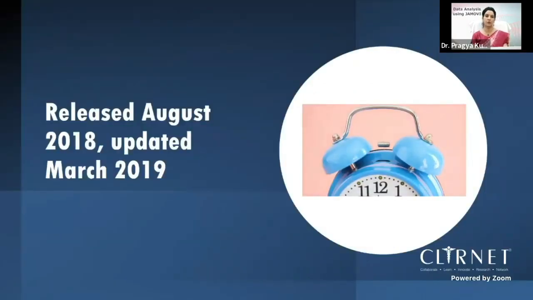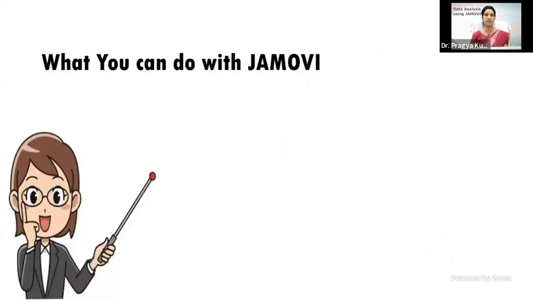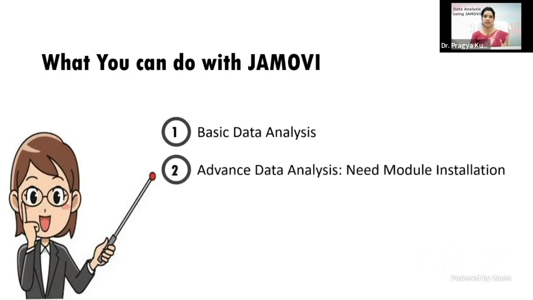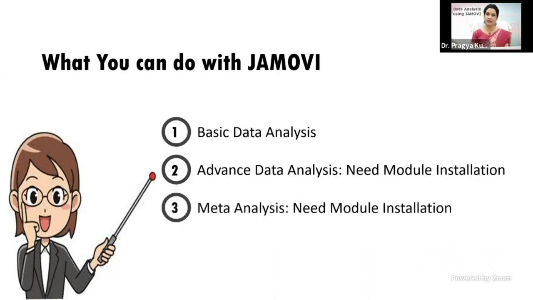So basically JAMOVI was released in August 2018 and again updated in 2019. And Dr. C.M. Singh has given you a very wide and exhaustive overview of the software, how it is different from R and how it is different from SPSS, and about its cost issue, and it is freely available. So what can we do with JAMOVI? We can do the basic data analysis. Then again, we can do the advanced data analysis, but it needs module installation, because we'll see that there are various modules of JAMOVI and we need to install those modules separately. Again, there is a very good option of meta-analysis in JAMOVI, and we can do that also, but again, it needs a module installation.